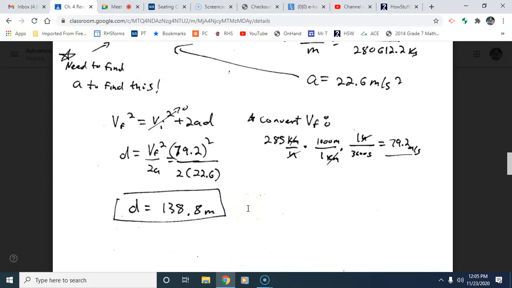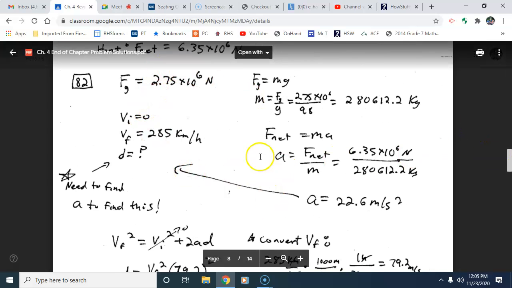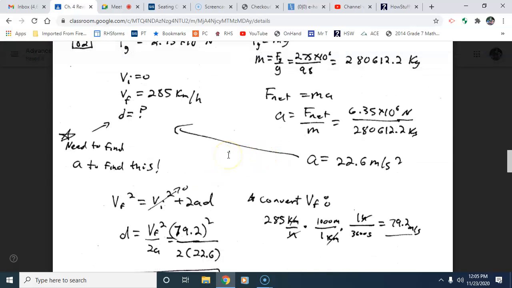So it would need a minimum of that to be able to reach that speed based on the acceleration due to the thrust given there. So that's a pretty typical type of problem. If you're going to use kinematic equations, you're either going to have to find A with Newton's second law and use A in the kinematic equations, or we could shuffle it around.